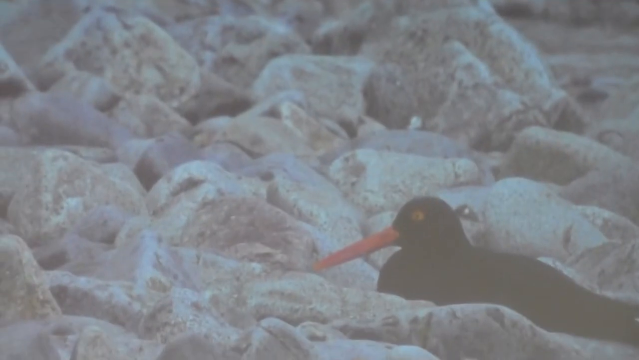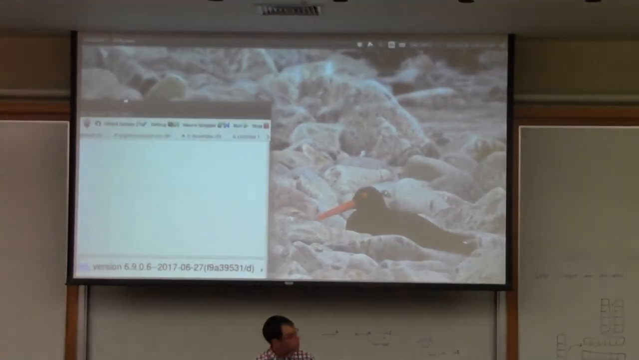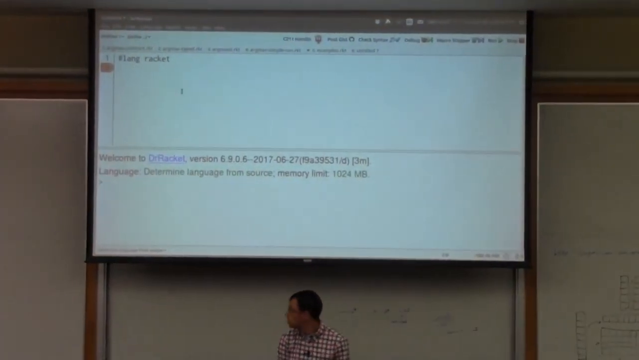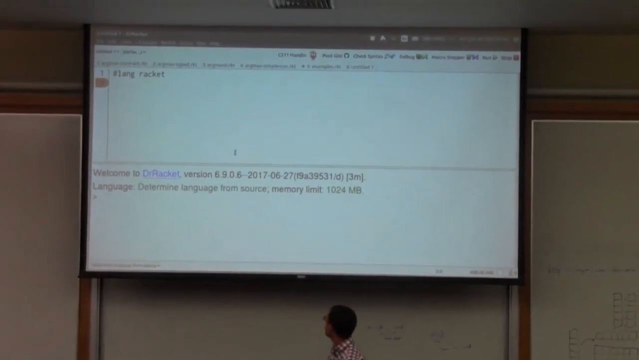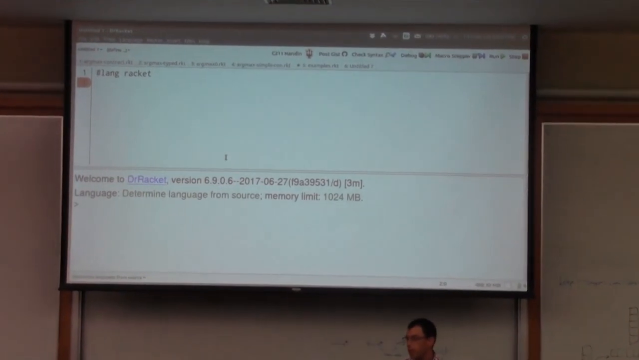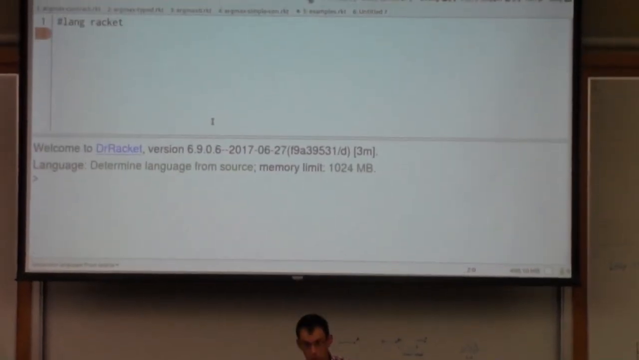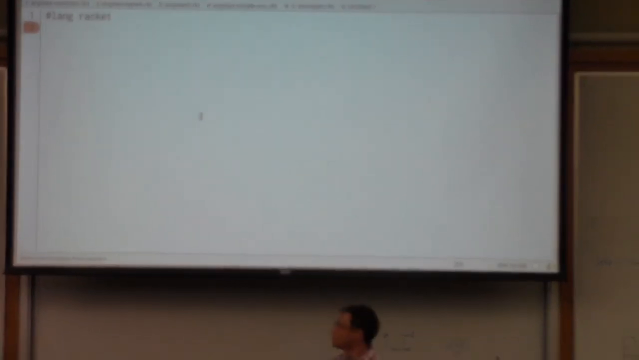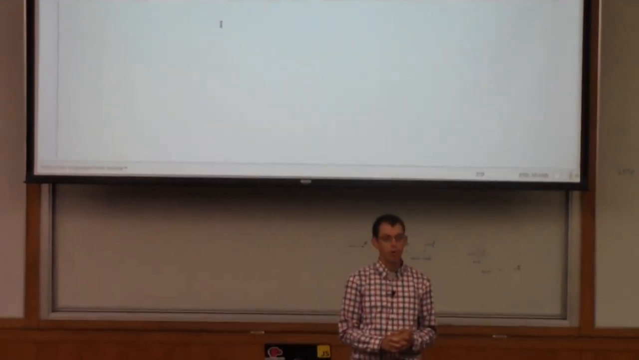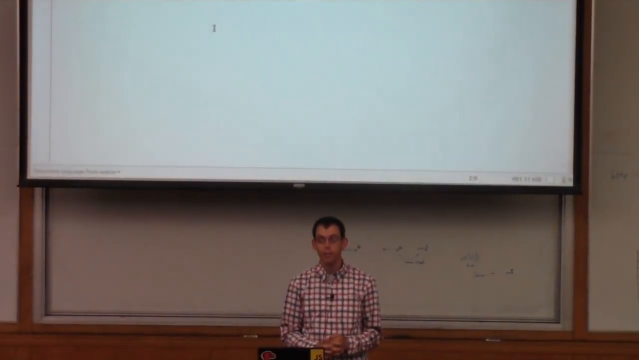To start with, here's my favorite text editor in which I'm going to be writing programs. This is Dr. Racket. This is an IDE designed for writing Racket programs and anything else that you can pretend to be a Racket program.